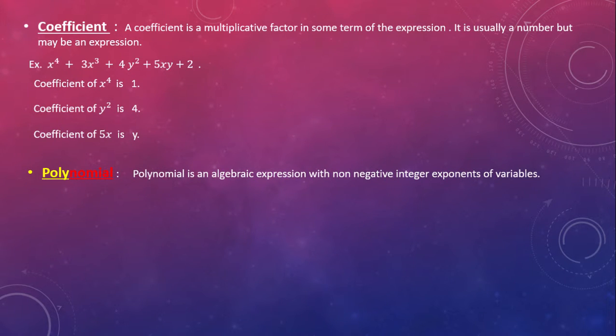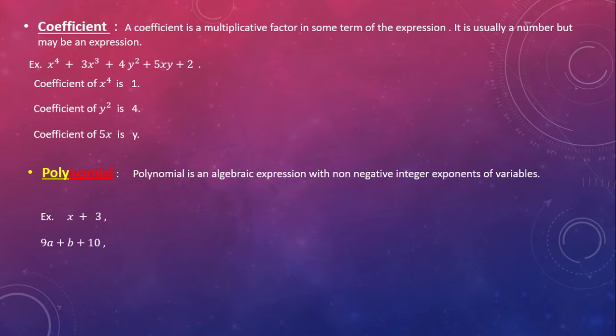Polynomial is an algebraic expression with non-negative integer exponents of variables. That means if in an algebraic expression the power of variable is always a non-negative integer, then it is called polynomial. Let's look at some examples. x plus 3. In this algebraic expression, x is the variable, and in the first term x, the power of x is 1, which is a whole number. Therefore, x plus 3 is an example of polynomial.